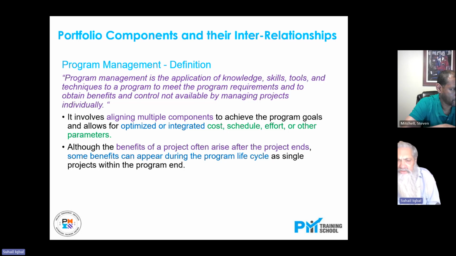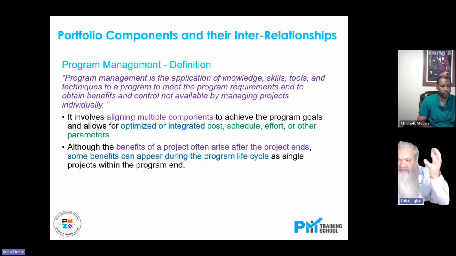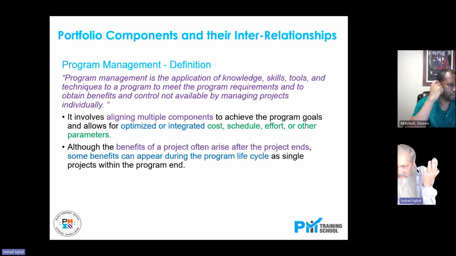So this involves aligning multiple components that I'm talking about, the components of the program. Remember, components of the program were subprograms, projects, and program activities. So aligning multiple components to achieve program goals. So what are the program goals? There is an overall strategic benefit realization expected, which will fulfill certain strategic objectives, right? Certain, not all, but certain.